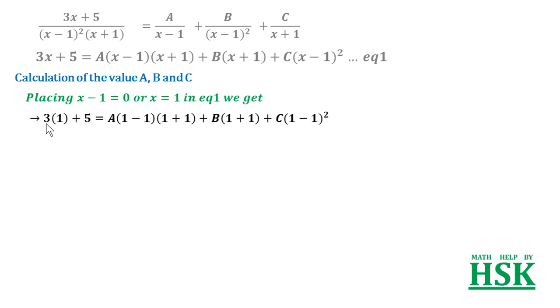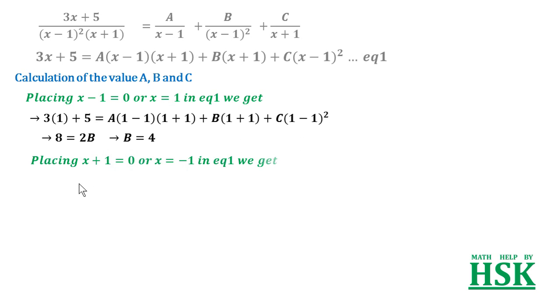So I'm going to get 3 into 1 + 5 is equal to A into (1 − 1)(1 + 1) + B into (1 + 1) + C into (1 − 1)². 1 − 1 is 0, 1 − 1 is 0, so A and C will disappear. So we are going to get 8 is equal to 2B, or B is equal to 4.